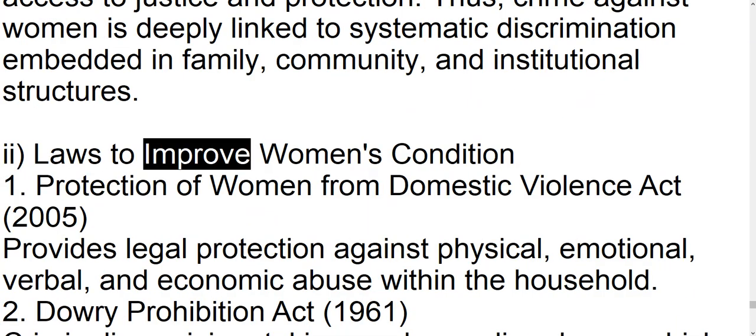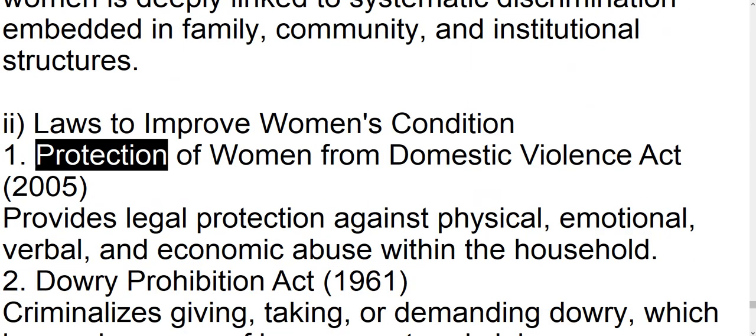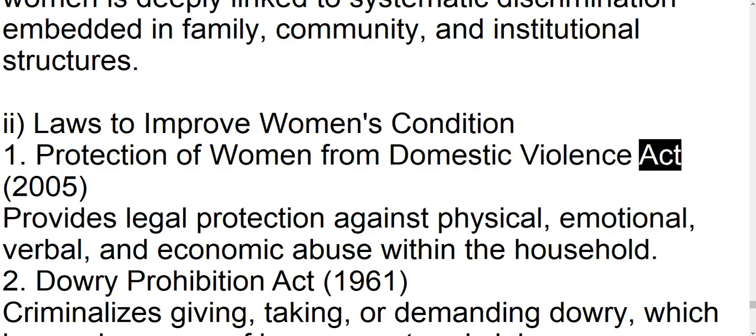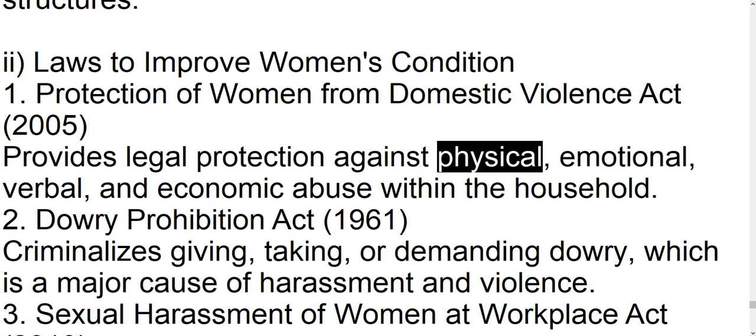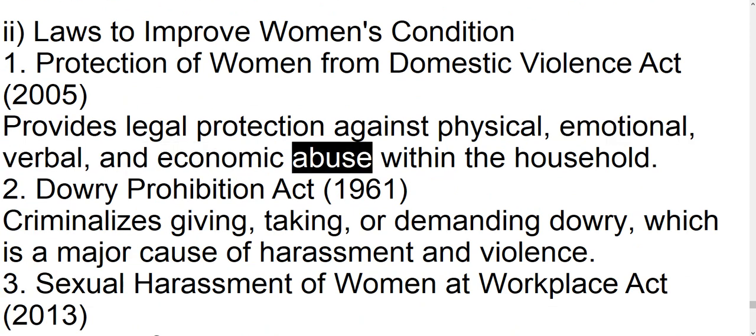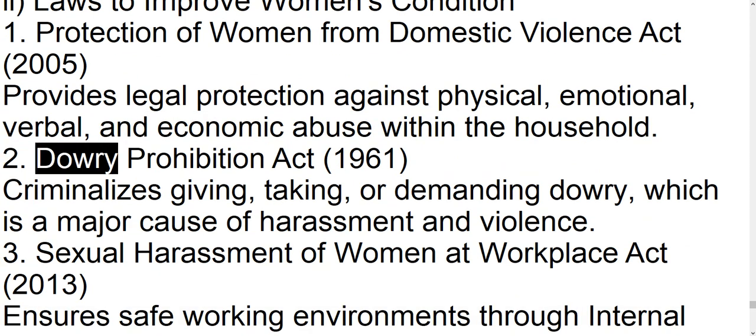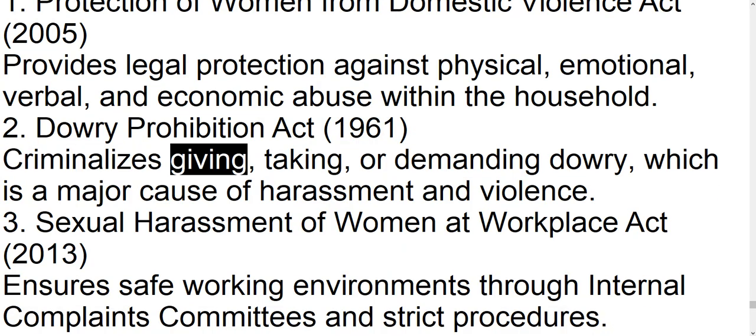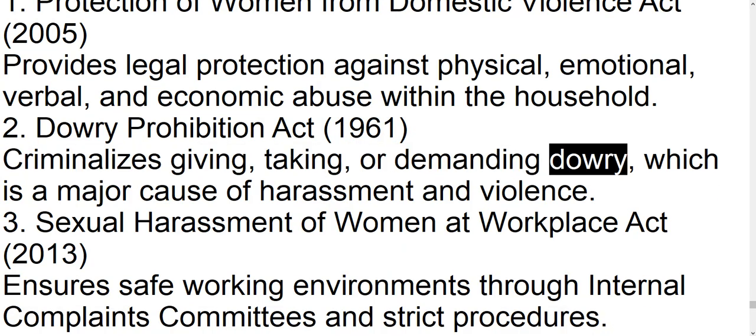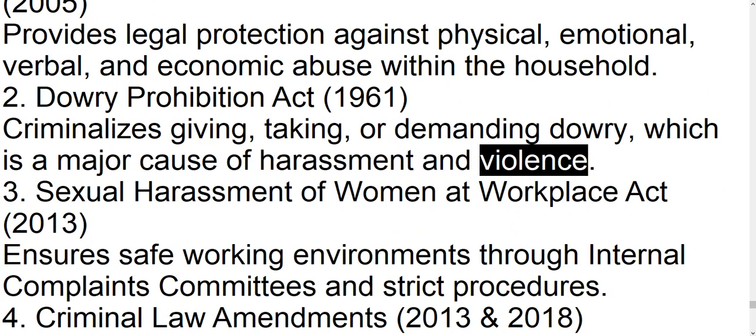2. Laws to improve women's condition. 1. Protection of Women from Domestic Violence Act, 2005. Provides legal protection against physical, emotional, verbal, and economic abuse within the household. 2. Dowry Prohibition Act, 1961. Criminalizes giving, taking, or demanding dowry, which is a major cause of harassment and violence.